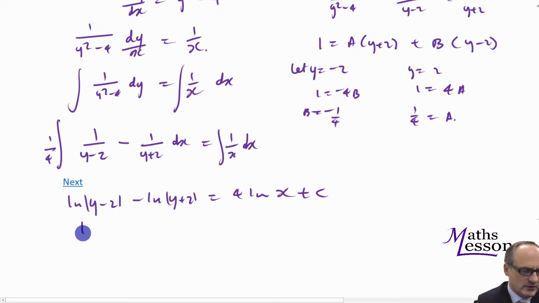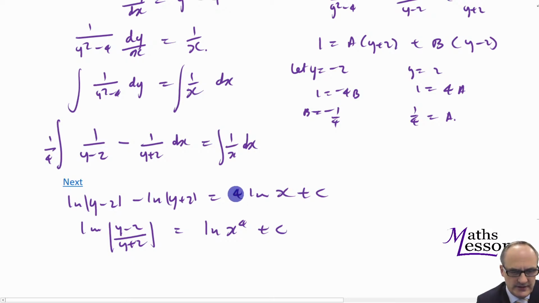Alright, so this is just equal to the natural log of y minus 2 over y plus 2 is equal to, I think the best thing to do here is the natural log of x to the 4 plus c, using that log law. So anything times by the natural log of x is the same as the natural log of x to that power. Now we can do our e bit. So if we raise this to the power of e, we get y minus 2 over y plus 2 equals.